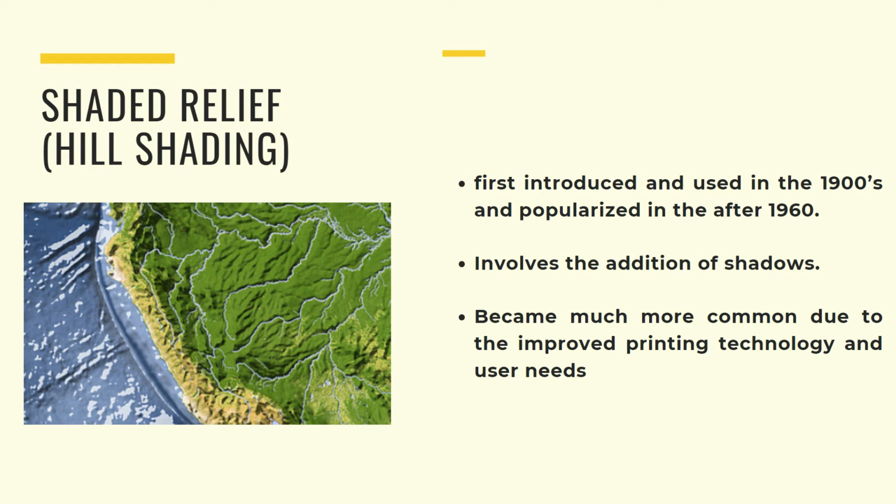The next method of representation of relief is the shaded relief or hill shading. It is defined as the method of representation of relief that shows the shape of the terrain in a realistic fashion by showing how the three-dimensional surface would be displayed from a point light source. This involves the addition of shadows to give the illusion of depth, assuming the theoretical northwest light source at 45 degrees elevation. It was first introduced in the 1900s but became more widespread after 1960. With the improved printing technology and user needs, it became much more common with automation.